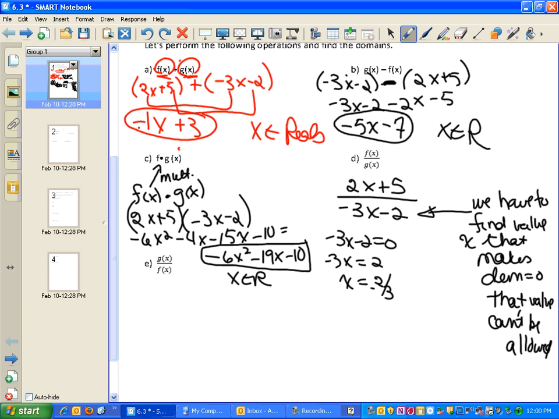Are you following me? So my question now is, for my domain, individually, my f of x and g of x had all values possible, correct? But when I created this fraction, what value is no longer allowed? So x can be all real numbers, except, that's what this line means, x cannot equal which one? Negative 2/3. X is an element of the reals.